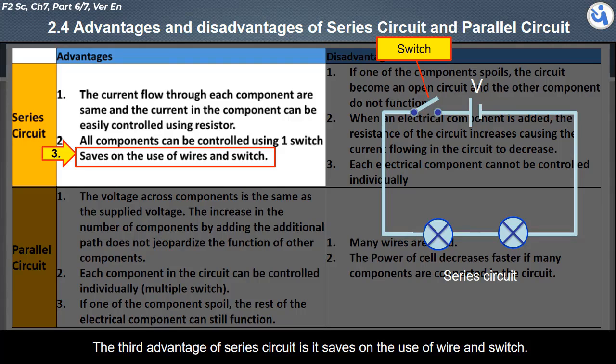The third advantage of the series circuit is that it saves on the use of wire and switches.